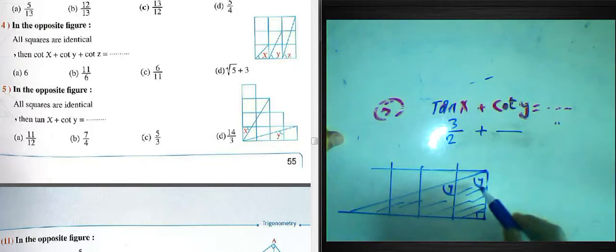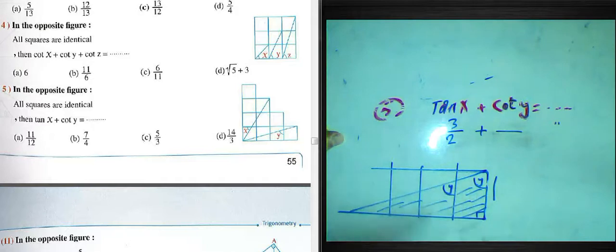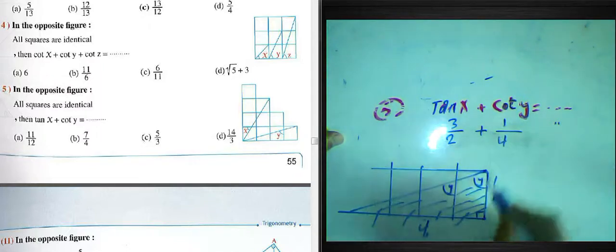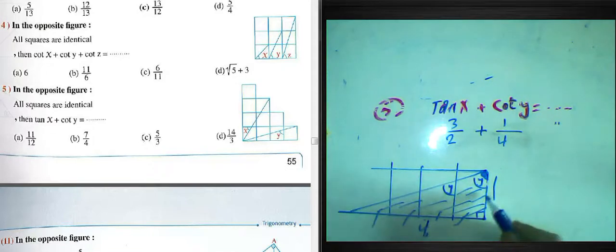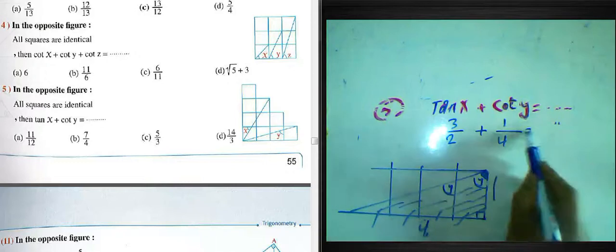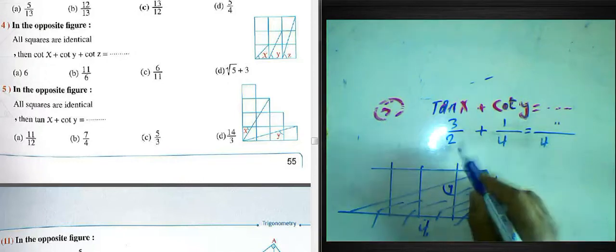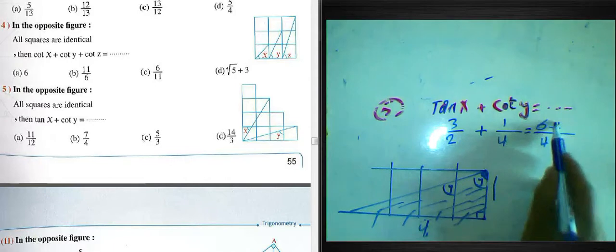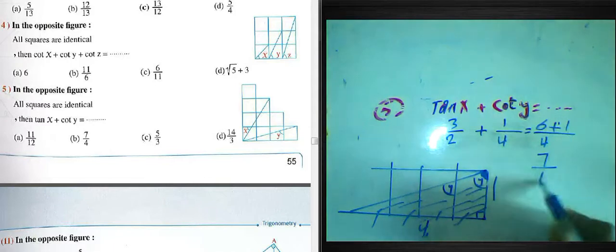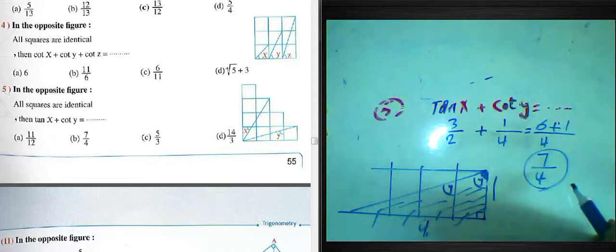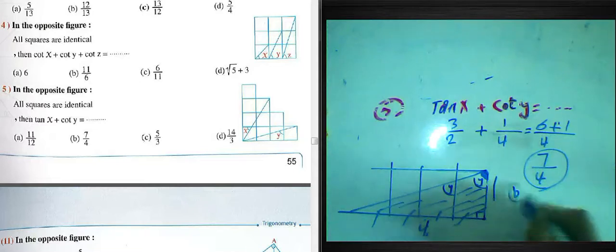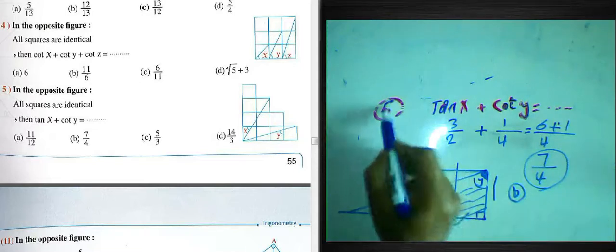And y, cotan is adjacent over opposite. Opposite will be 4. 1, 2, 3, 4. 1 over 4. Okay, this angle lies on a right angle triangle, adjacent over opposite. 4 divided by 2 equals 2, times 3 equals 6, plus 1. The result will be 7 over 4. 7 over 4, letter B. We'll choose letter B about question number 5.